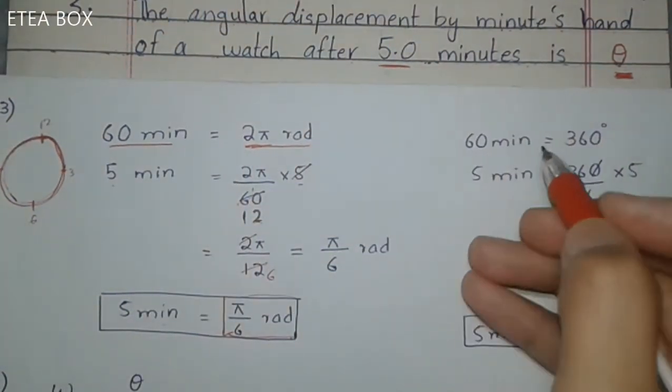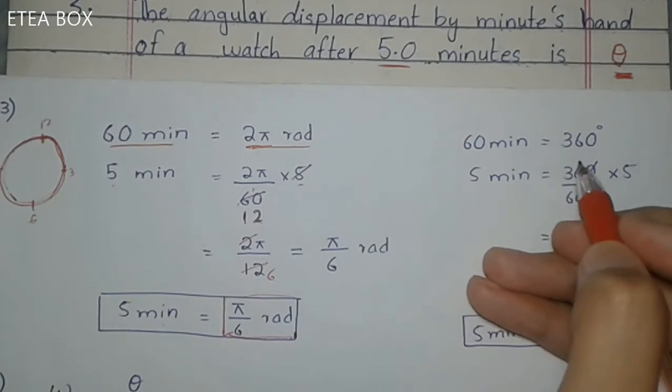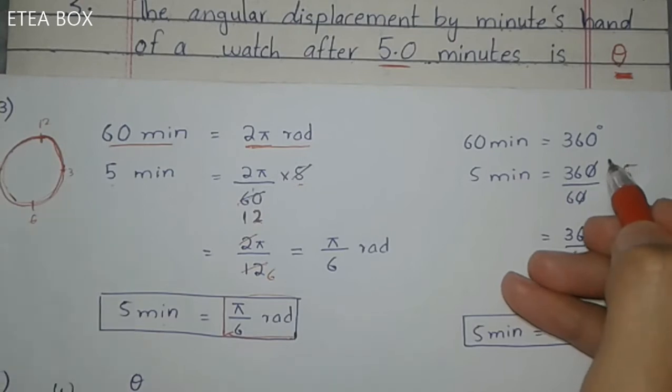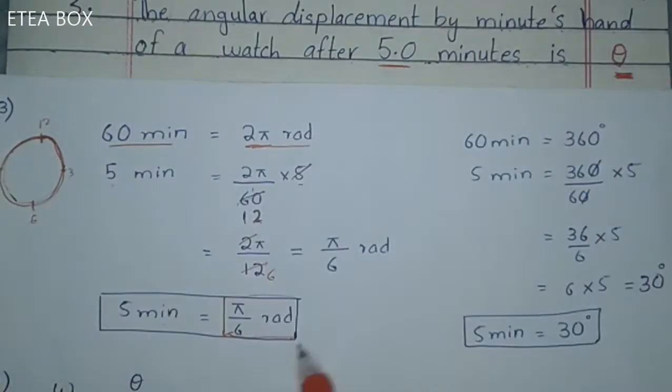Look at here. If the options are in degree, then we will convert it like this. Like 60 minutes is equal to 360 degree. If the options are given in radian, then you will have to do this process.